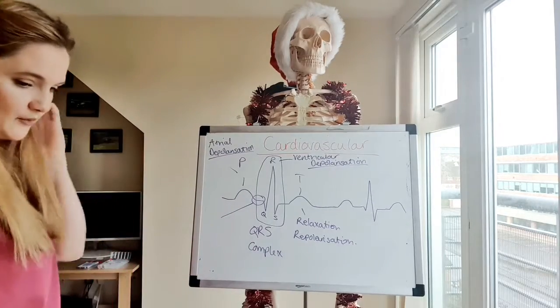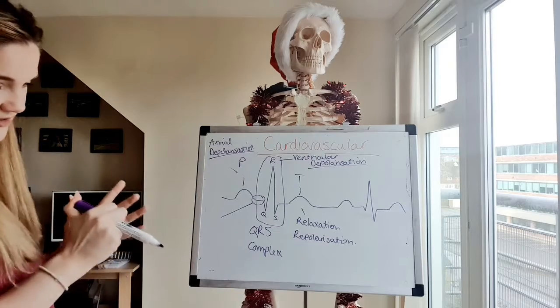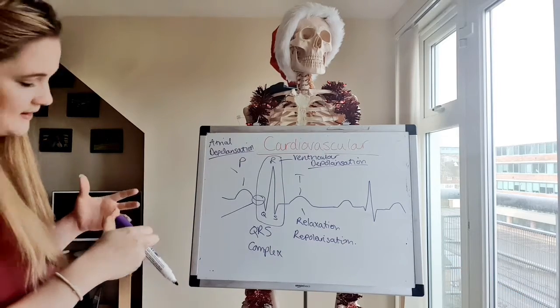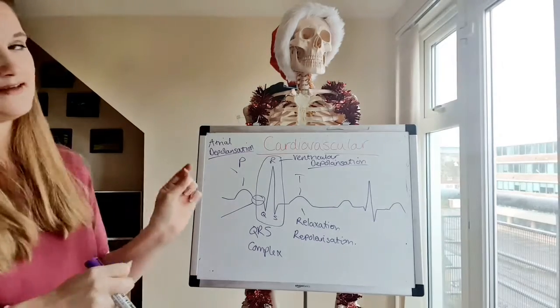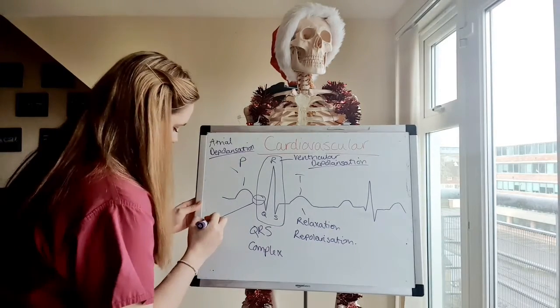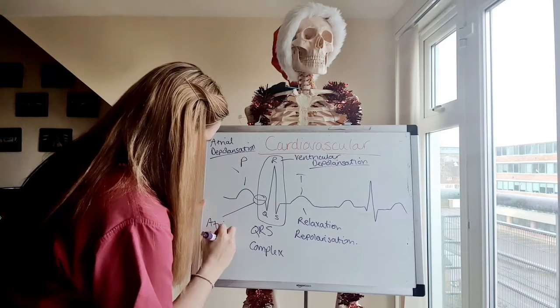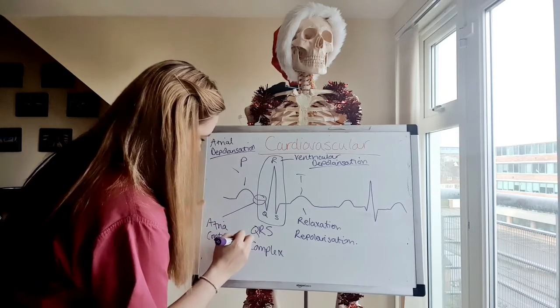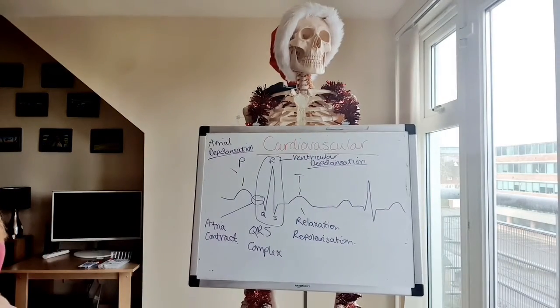So this little pause actually allows the atria to contract. It empties the blood from the atria into the ventricles, and that's why we need that little tiny pause there. So atria contract and empty the blood into the ventricles. Okay, so that's a really basic overview.